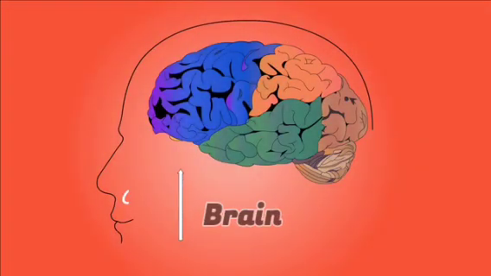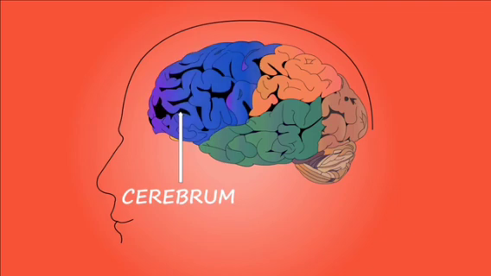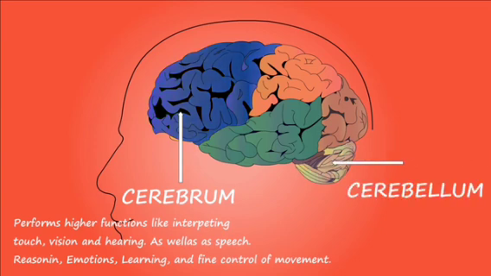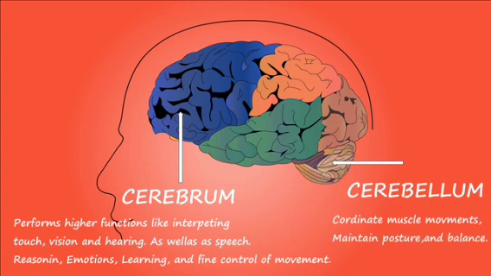Brain. Cerebrum, performs higher functions like interpreting touch, vision, and hearing, as well as speech, reasoning, emotions, learning, and fine control of movements. Cerebellum, coordinate muscle movement, maintain posture and balance.